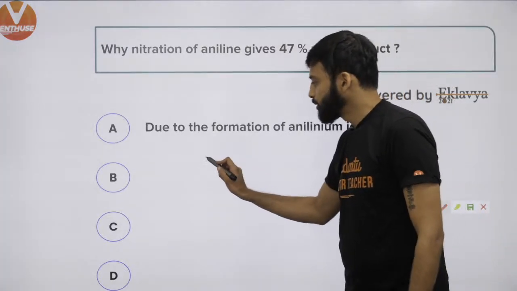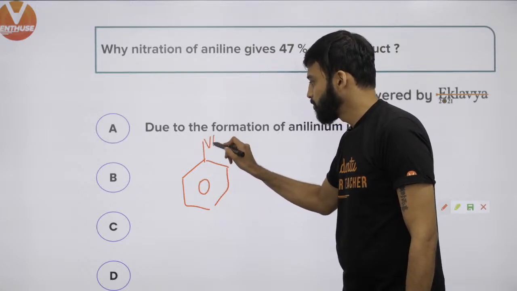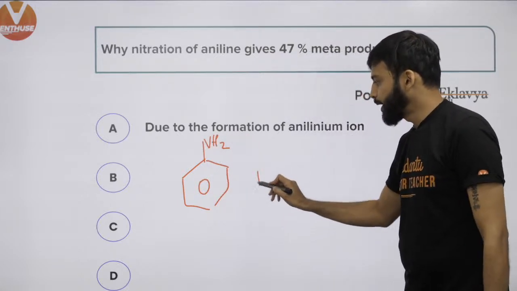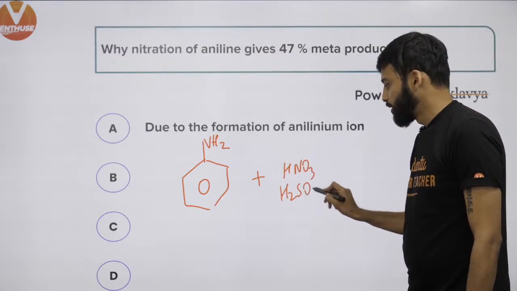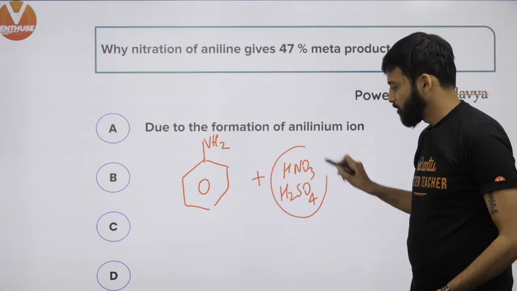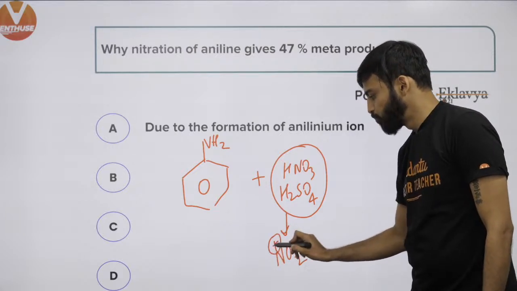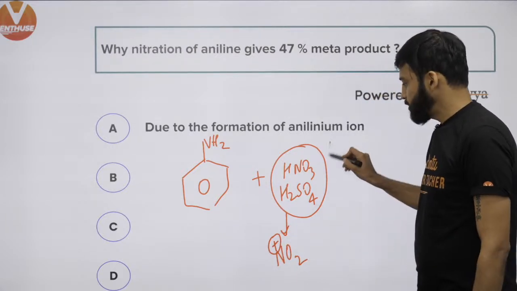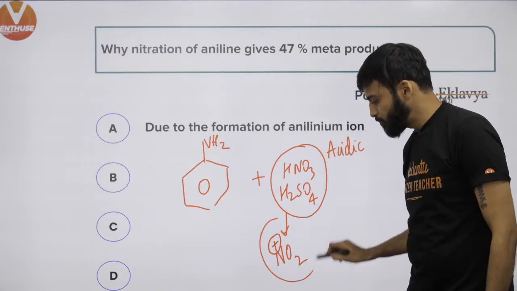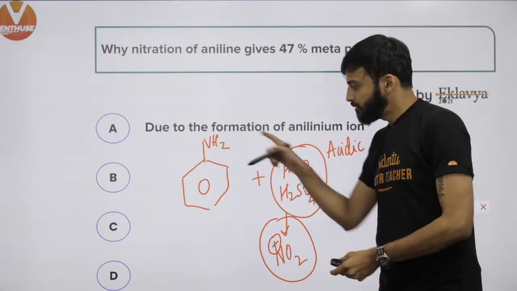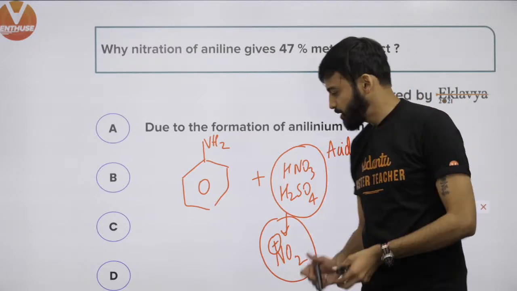When you do nitration of aniline, first of all, this is your aniline. Nitration means you are using HNO3 in the presence of H2SO4. The electrophile generated is NO2+, point number 1. But this will provide an acidic medium. I was thinking, since my electrophile is NO2+, it will attack and give ortho and para products as major. But to our surprise, what happens here?